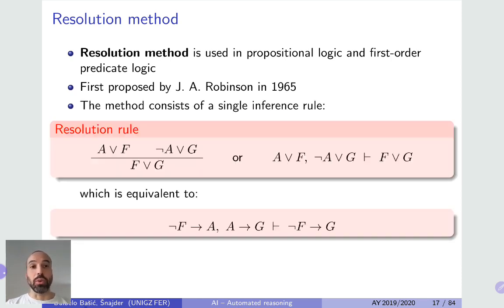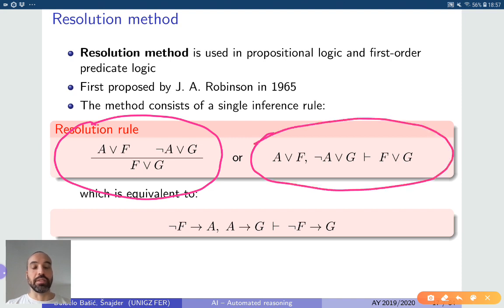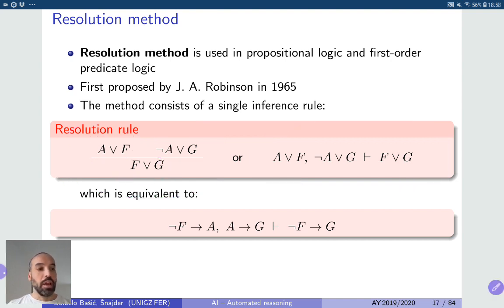There is one rule actually that makes up the method, the resolution rule, defined as this, or in horizontal form as this. Now, the rule takes two formulas as input, A or F, and not A or G, and gives F or G as a deductive consequence. The rule actually at first glance looks quite strange.